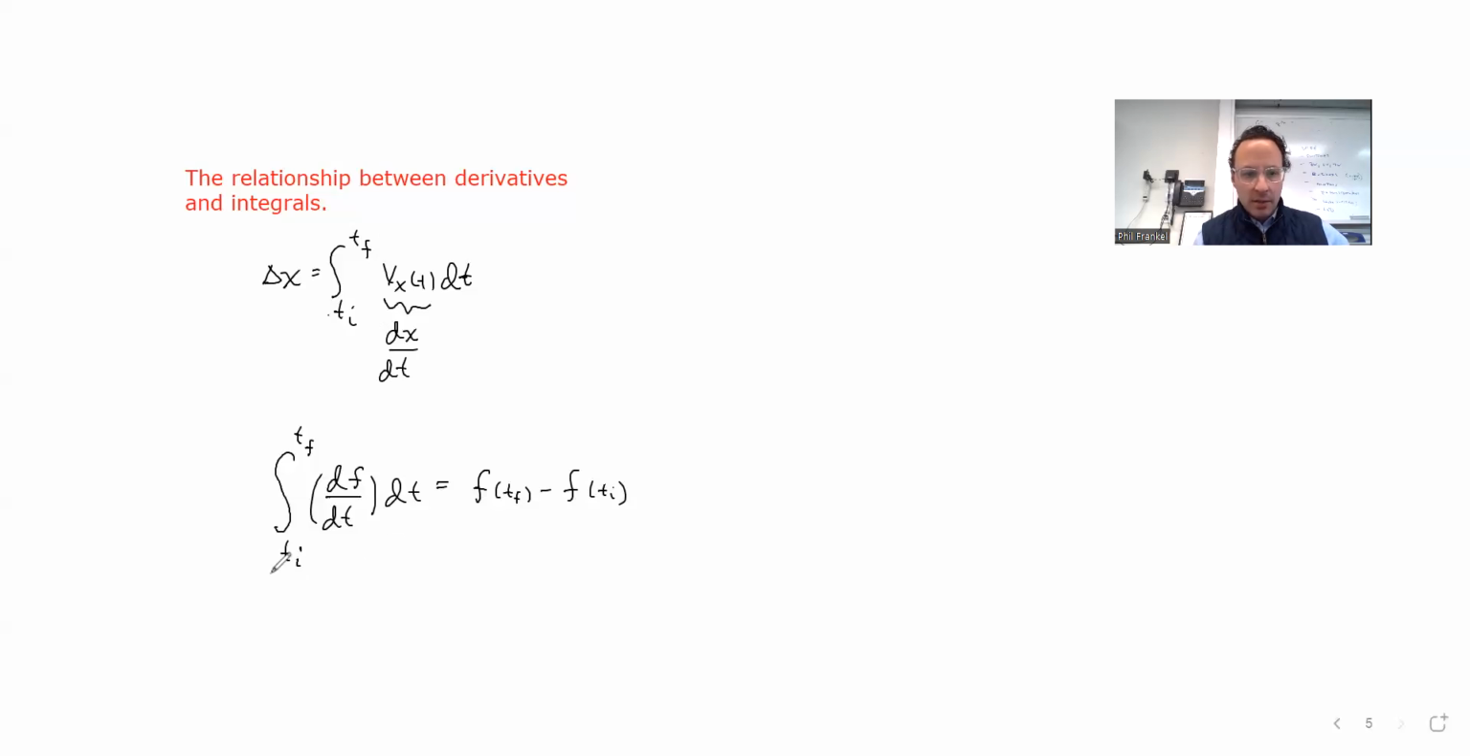Can we make sense of this? Well, I can rewrite this over here. df is a little change in the function, up and down. dt is a little change in time, to the right. When I multiply that by a little change in time, you could almost imagine these dt's kind of canceling out.